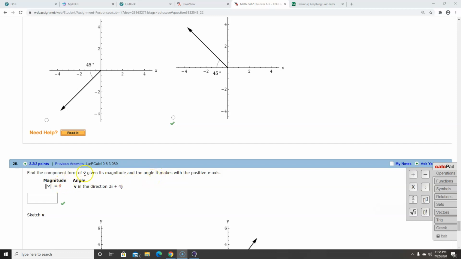They tell us to find a new vector, v. They tell you already the magnitude, it has to be 6 units long. And it has to be in the direction of this vector 3i. This is not v right here. This is just another vector they didn't name, and they said, and what is it? It's 3i plus 4j.